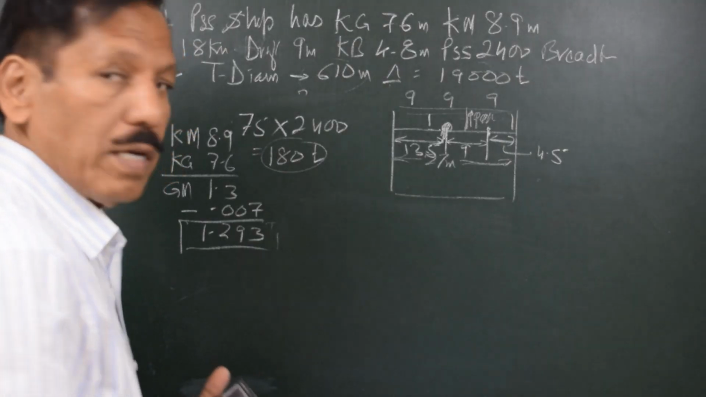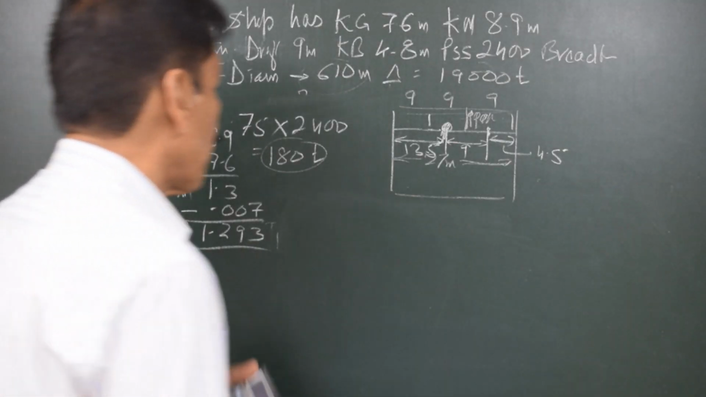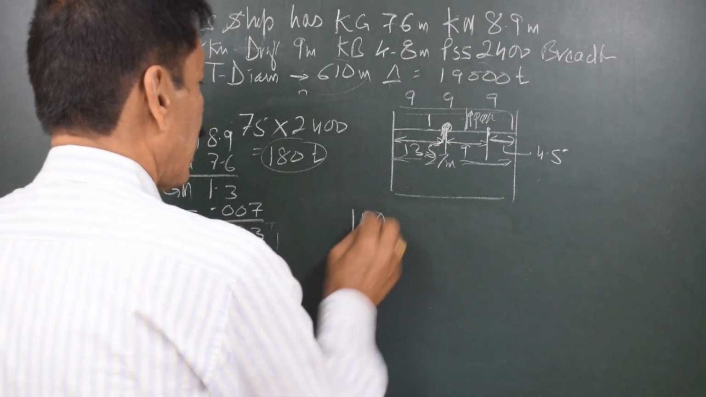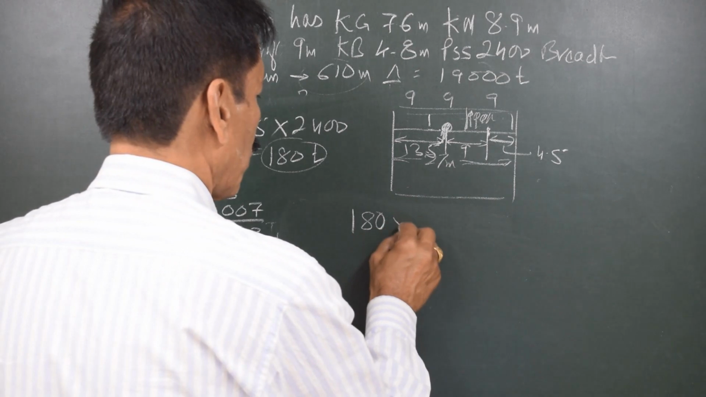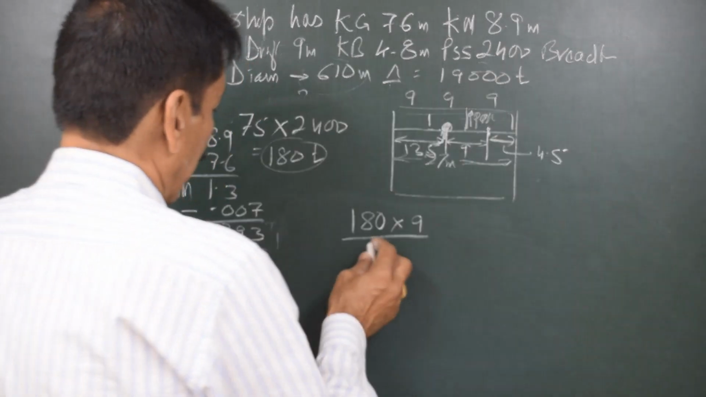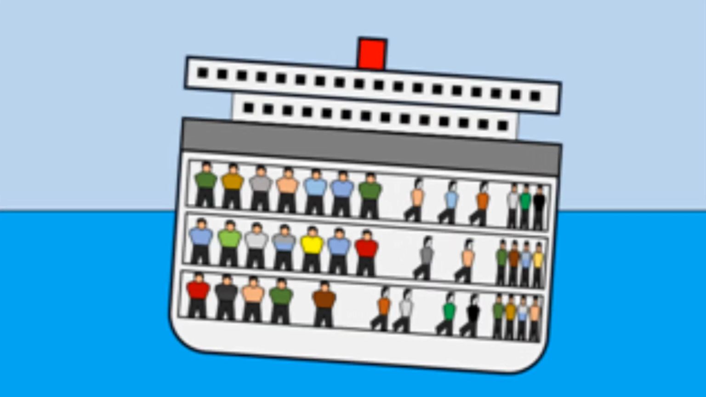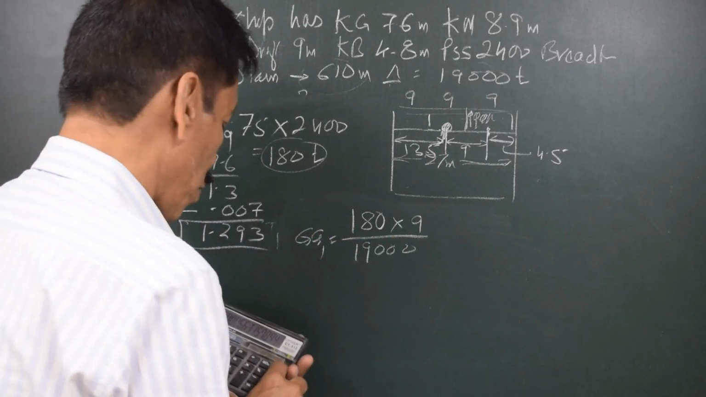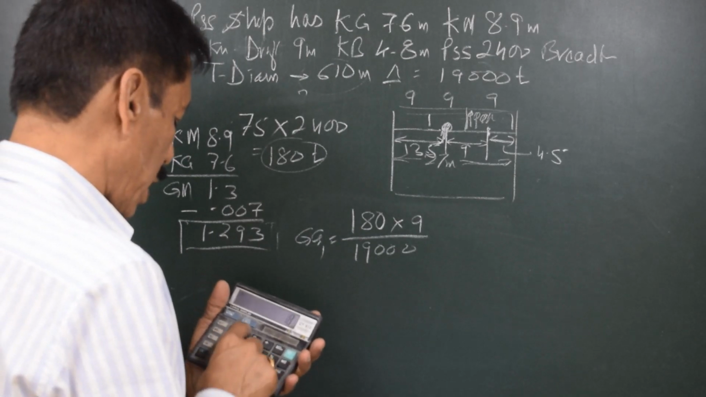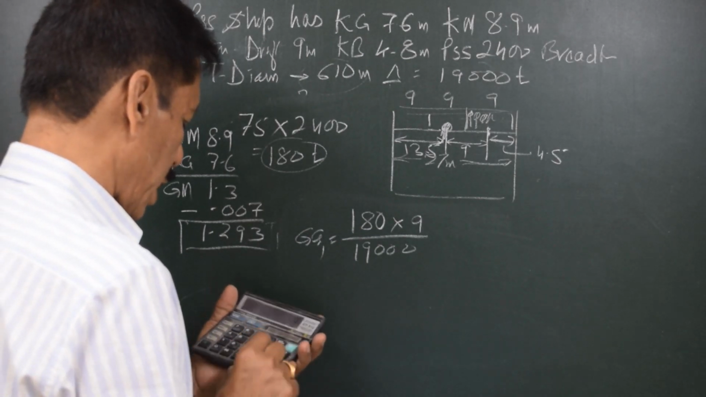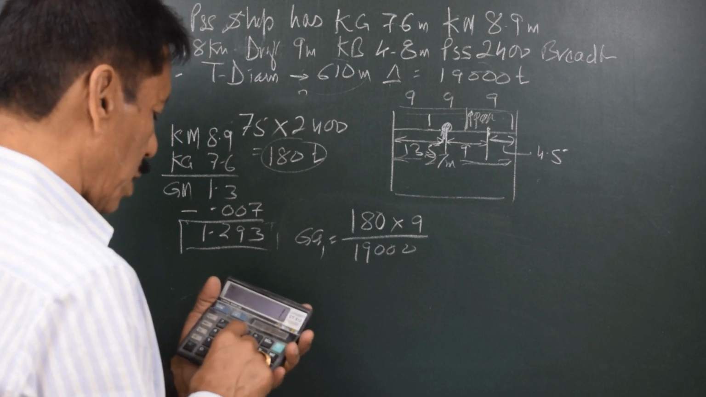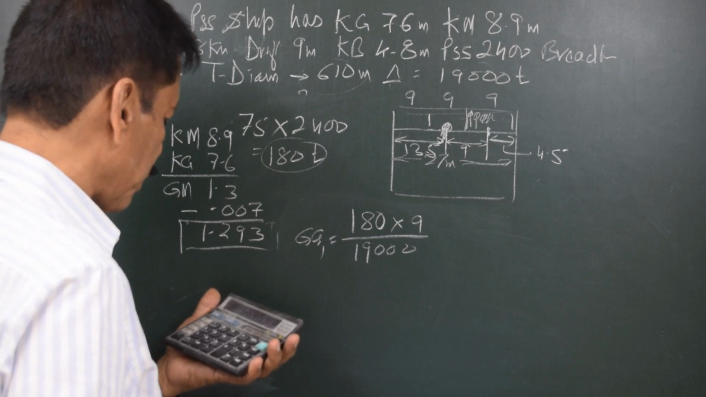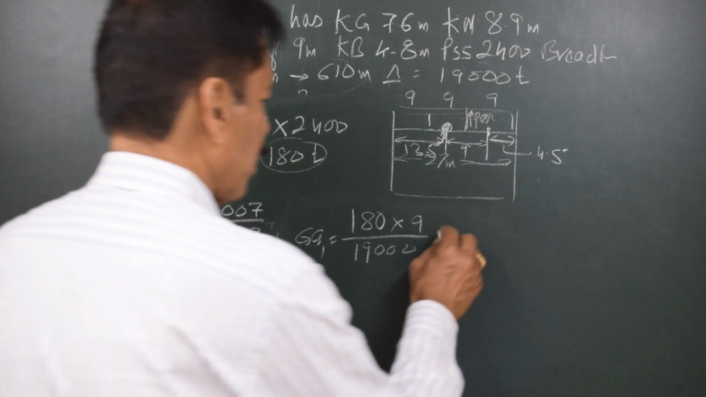Let us now see the effect of the shift of the weight transversely. There is a weight of 180 tons. It is shifting transversely through 9 meters. The displacement of the ship is 19,000 tons. So the ship's center of gravity would move transversely by 180 into 9 divided by 19,000, which gives me 0.085.